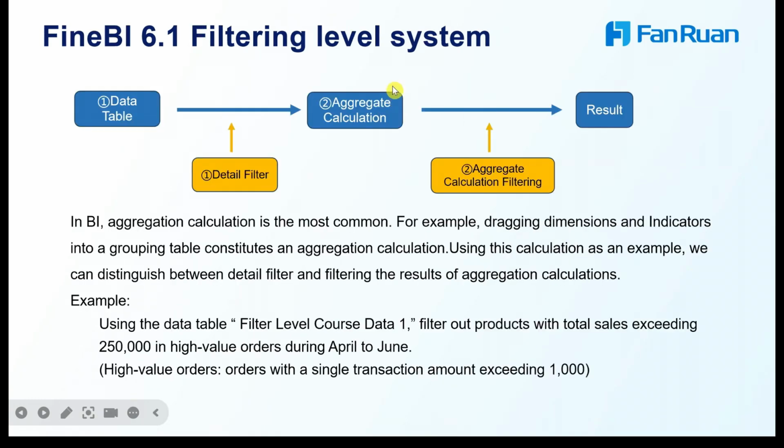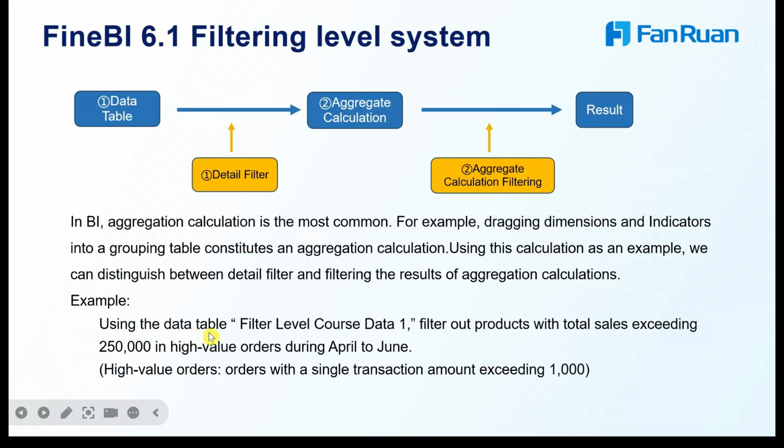To make it easier to understand, let's simplify. We'll focus only on these two layers, the detail level and the aggregate level. There's a data table. I apply a detail level filter first, then perform calculations. After the calculations, I apply another filter on the processed results. This process is quite straightforward. Let us walk through an example to see how this works step by step.